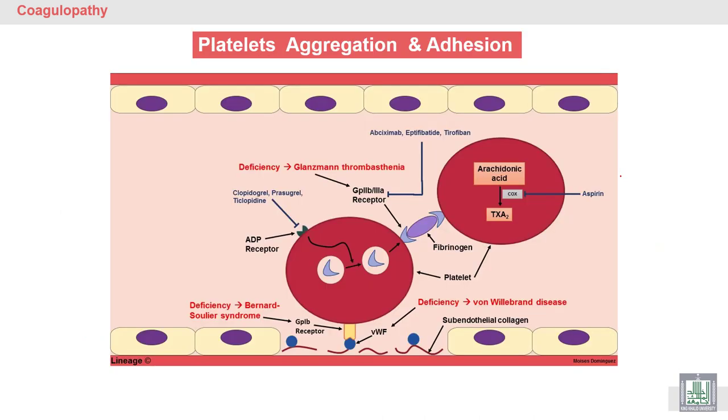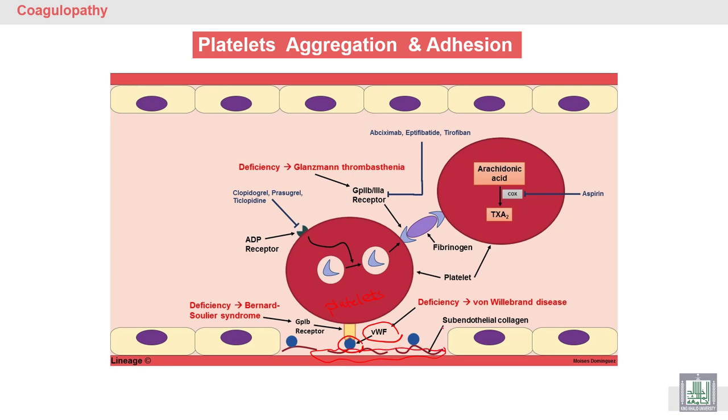Platelet aggregation and adhesion. We mentioned the platelet adhesion to the collagen by means of the very important protein called von Willebrand factor. Von Willebrand factor will lead to adhesion of the activated platelet. The platelet will adhere, by the aid of von Willebrand factor, to the subendothelial collagen.